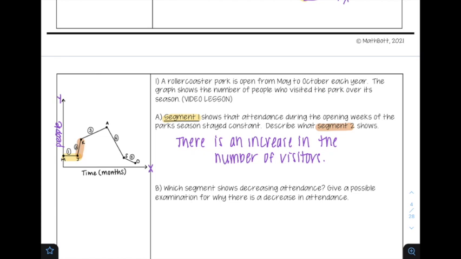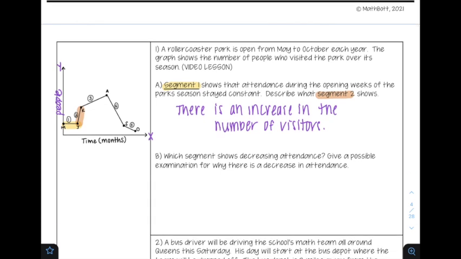All right, so the next question, part B, they're asking in which segment is the attendance decreasing? So you're going to give a possible explanation for why there is a decrease in attendance, or maybe a guess to why there was a decrease in attendance. All right, so here we have segments 4 and 5 are both decreasing. Those are the only ones that are decreasing. If you look at segment 3, it's still increasing. So you couldn't use that one. So here would be segment 4 and 5.